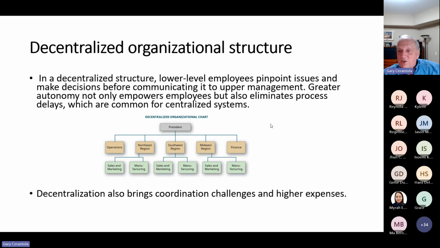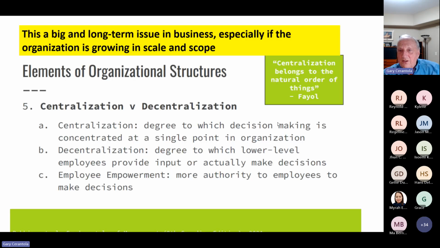Okay, so here are some examples that you can go through. It's a big and long-term issue in business, especially if the organization is growing in scale and scope. Depending on where that organization is, it may drift from centralization to decentralization as it changes its characteristics to support the market, wherever it is in its life cycle. So that's key to know.